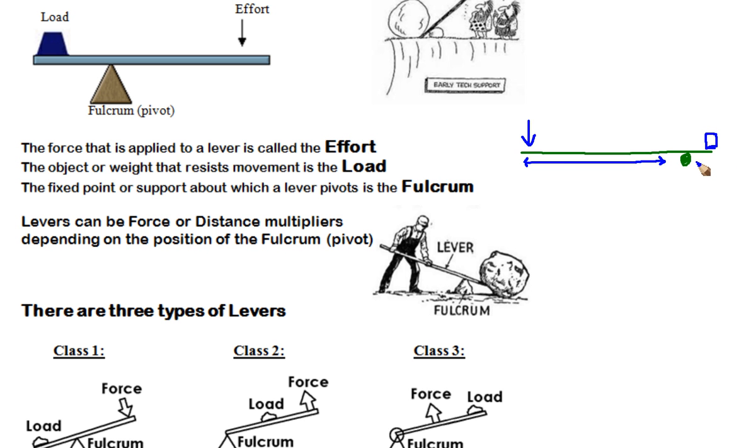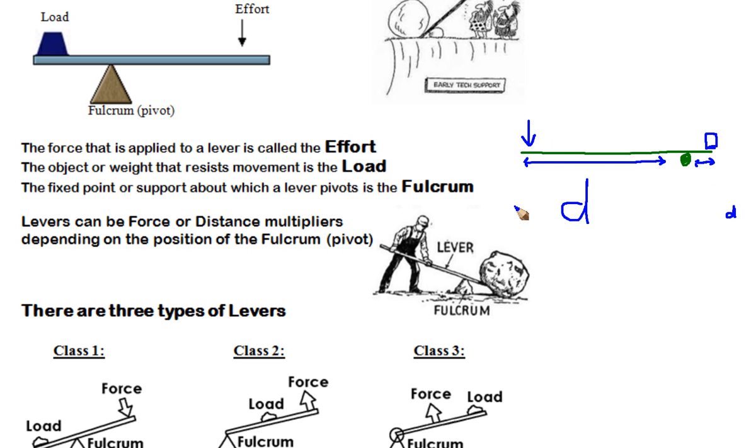Now on the other end, the distance here is a whole lot shorter. I've got less distance, and on this end, if I push down or move it a whole lot, up here it's only going to go up or down a tiny little bit. So on this side we've got a big distance, and on this side we've only got a little distance. So what does that mean?